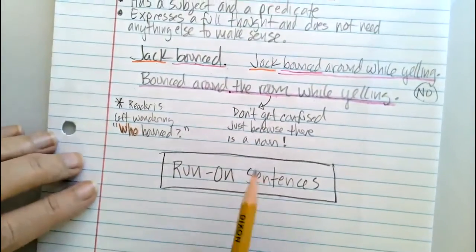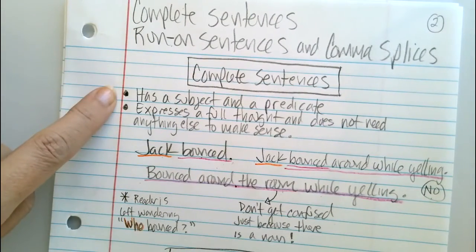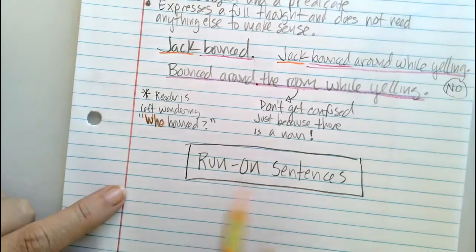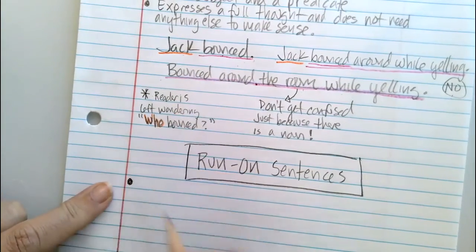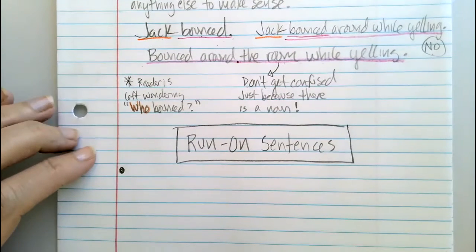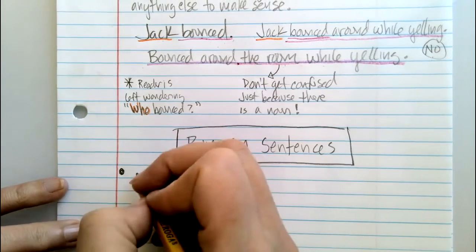Okay, so the first thing we're going to do is we're going to follow the pattern here. After our heading, we have a bullet point that gives us breakdown information about complete sentences. So let's do the same thing with our run-on sentences. So let's do a bullet point. And this is a run-on sentence is going to be, by definition, 2 or more complete sentences combined without the correct punctuation.